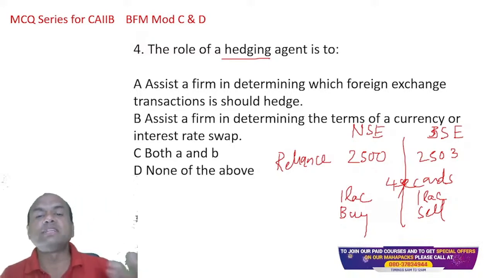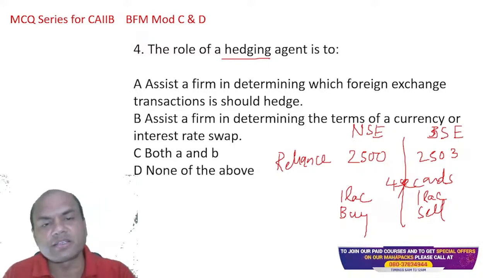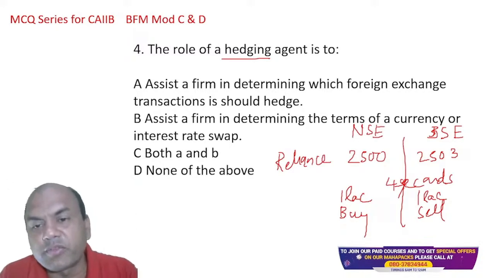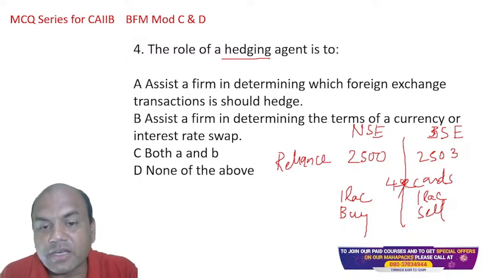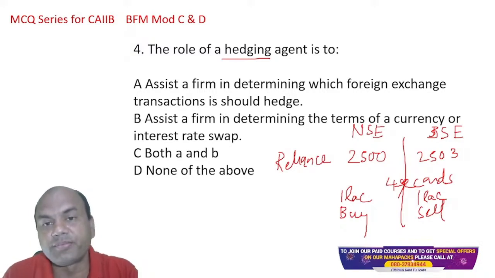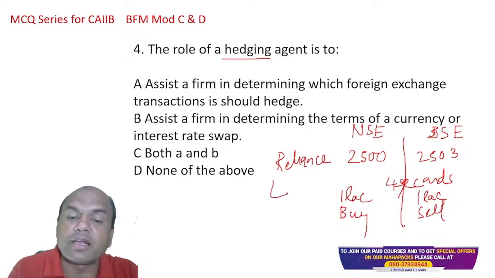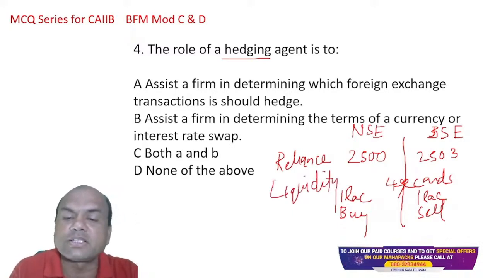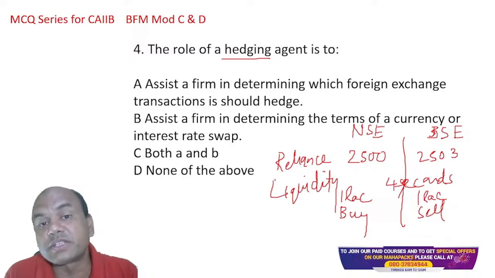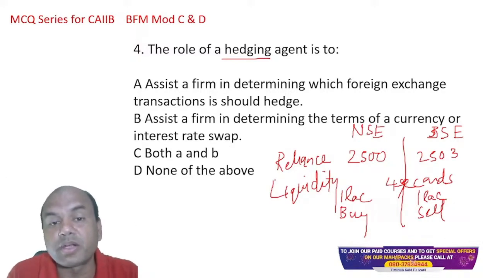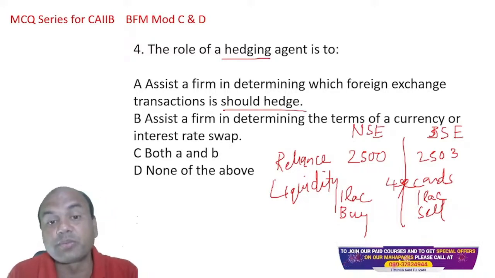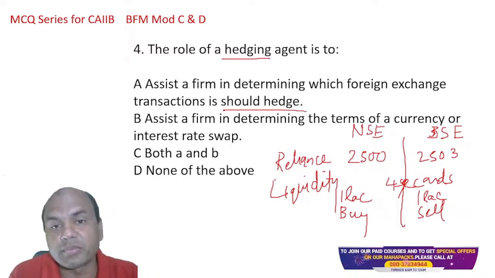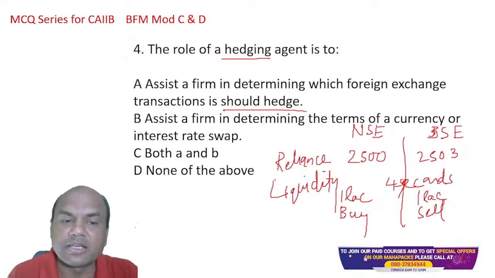So what is the role of hedging? Forget this agent. What is the role of hedging? Assist the firm in determining which foreign exchange transactions should be hedged. So it depends on which currency or which commodity you are hedging. There should be enough liquidity in that. If there is no liquidity, then there is no logic of hedging. Hedging is always done in liquid stocks, liquid commodities. So which is to be hedged? That should be decided.